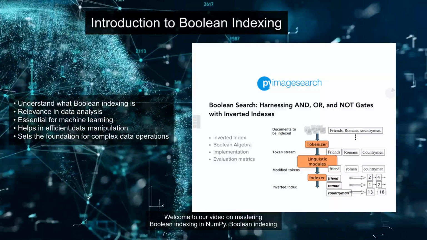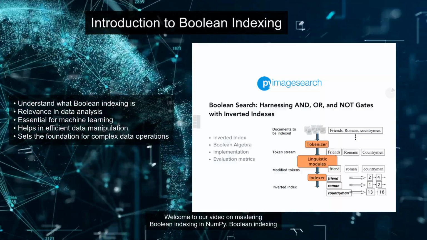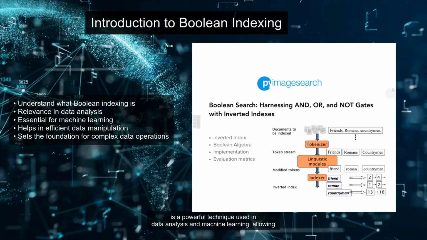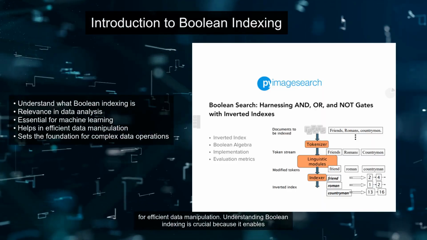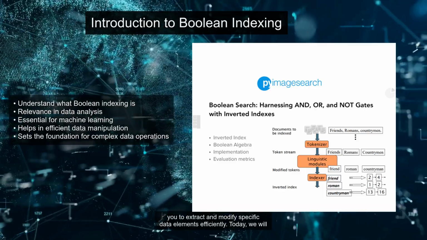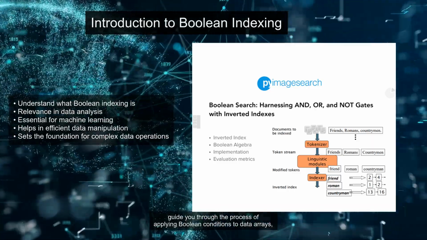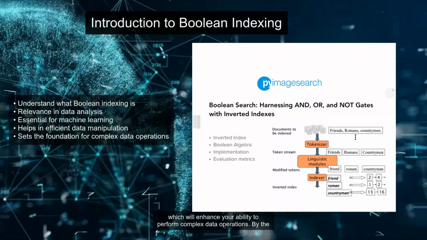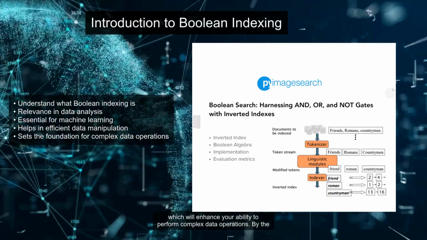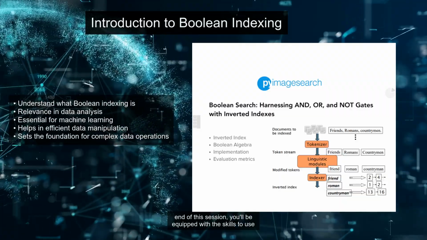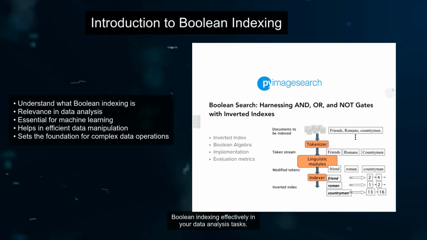Welcome to our video on mastering Boolean indexing in NumPy. Boolean indexing is a powerful technique used in data analysis and machine learning, allowing for efficient data manipulation. Understanding Boolean indexing is crucial because it enables you to extract and modify specific data elements efficiently. Today, we will guide you through the process of applying Boolean conditions to data arrays, which will enhance your ability to perform complex data operations. By the end of this session, you'll be equipped with the skills to use Boolean indexing effectively in your data analysis tasks.